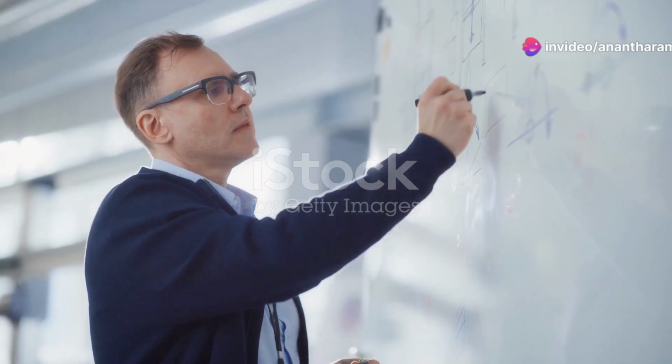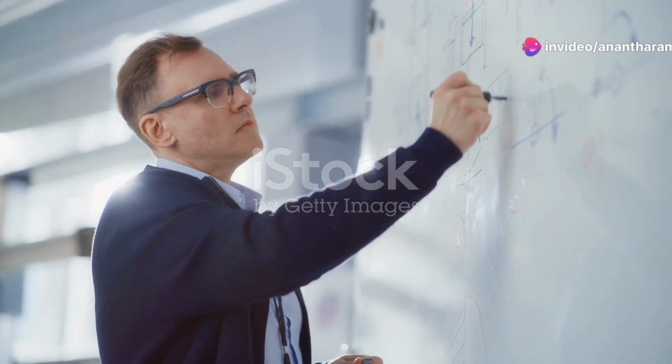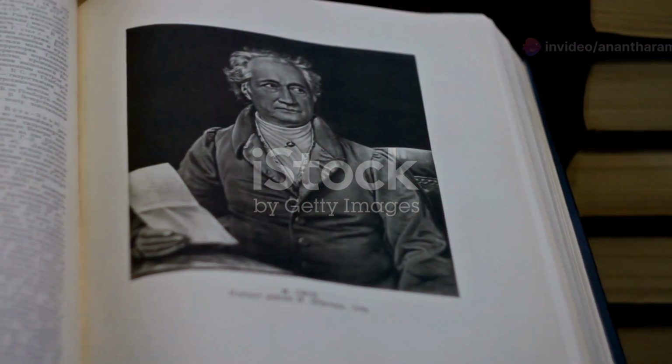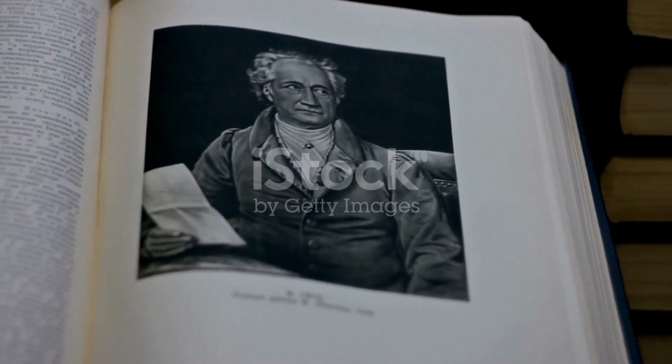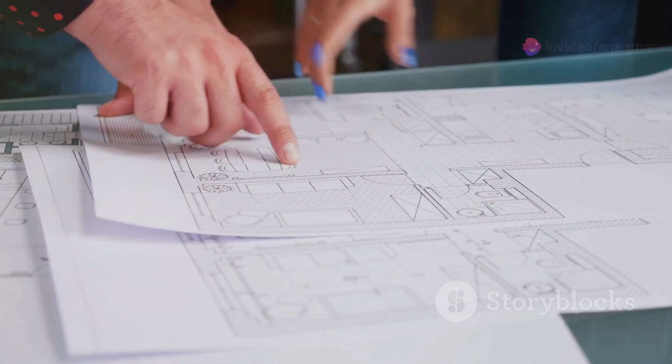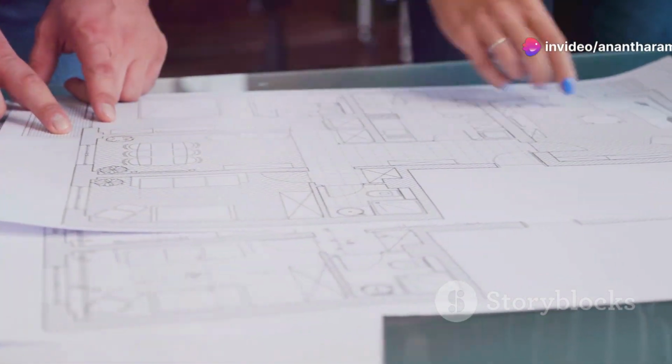Section 5. Euler's theory predicting buckling. In the 18th century, mathematician Leonhard Euler developed a formula to predict the critical buckling load of a slender column. This formula, known as Euler's formula, revolutionized structural engineering.